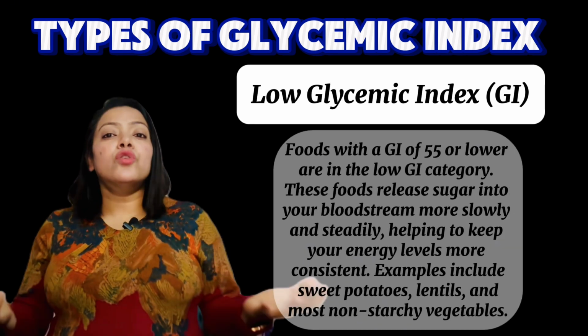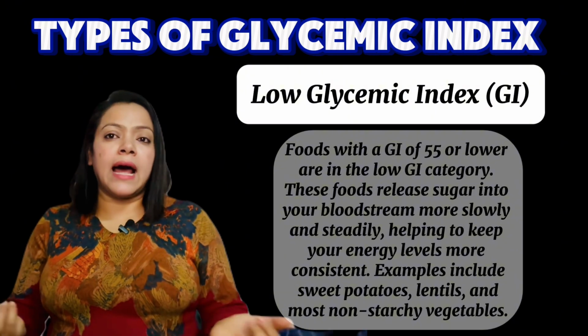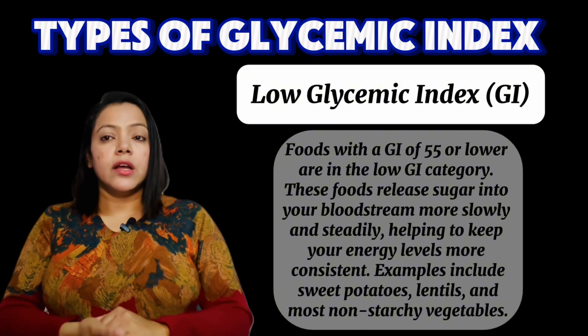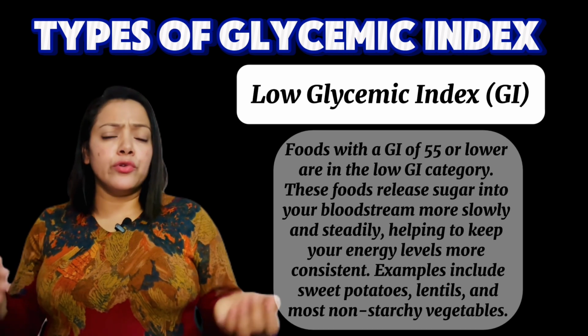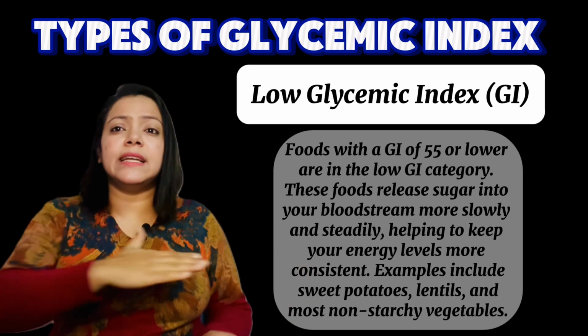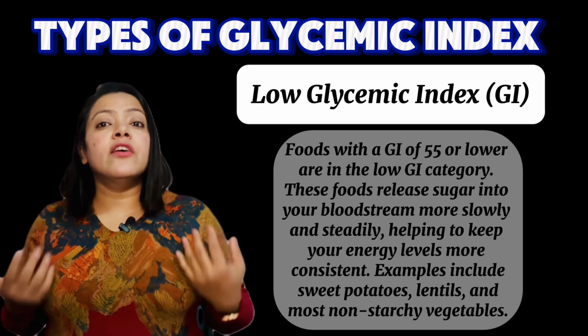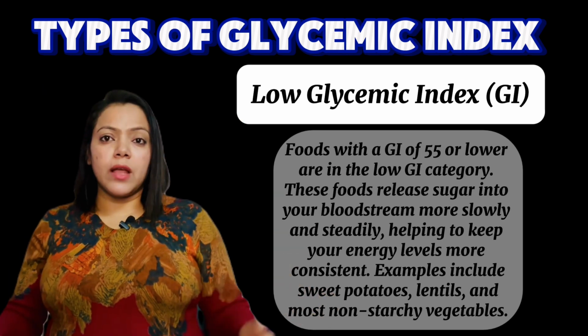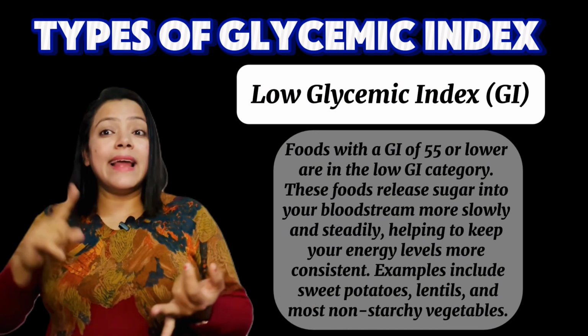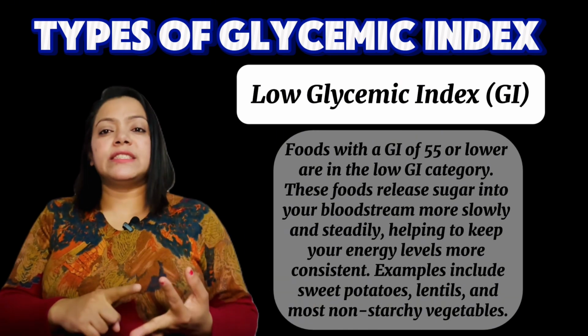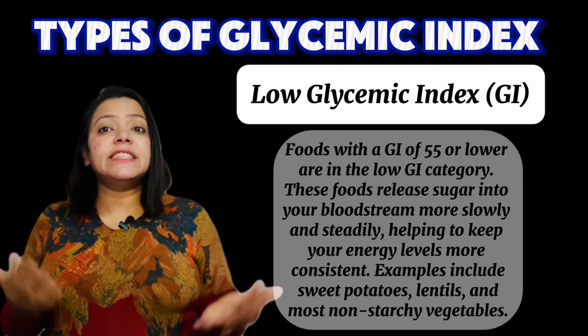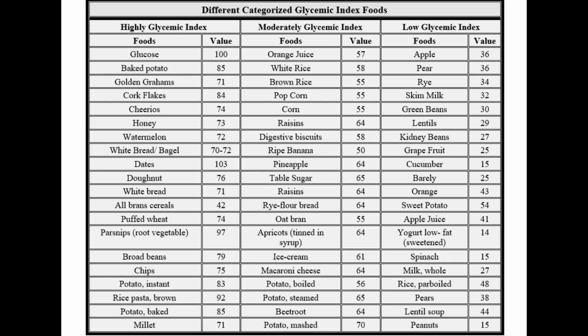Low GI: foods with a GI of 55 or lower are in the low GI category. These foods release sugar into your bloodstream more slowly and steadily, helping to keep your energy level more consistent. Examples are sweet potatoes, lentils, and most non-starchy vegetables. So by understanding these different types, you can make smarter food choices to maintain steady energy and avoid those blood sugar spikes and crashes. Here is a list where I have mentioned the different types of glycemic index.